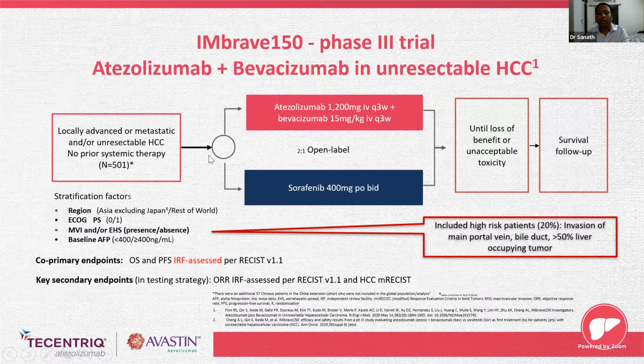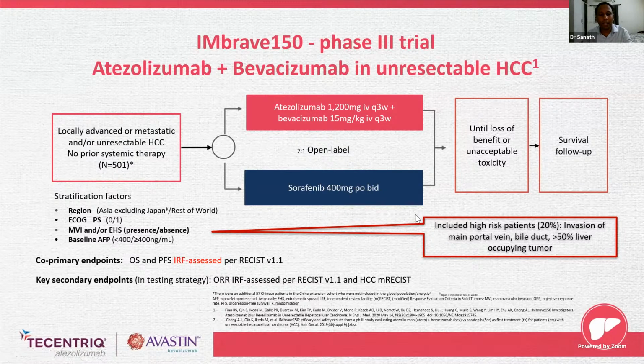And IMbrave150, which is one of the revolutionary trials in HCC, is a phase 3 trial of atezolizumab combination in unresectable HCC. Stratification was by performance score, major vessel involvement, and baseline AFP. Atezolizumab was compared with sorafenib, which was the standard of care at that time. And these included high-risk patients, with invasion of the main portal vein, bile duct, and greater than 50% of the liver occupied by tumor. So at both sites, the patients were tough patients.